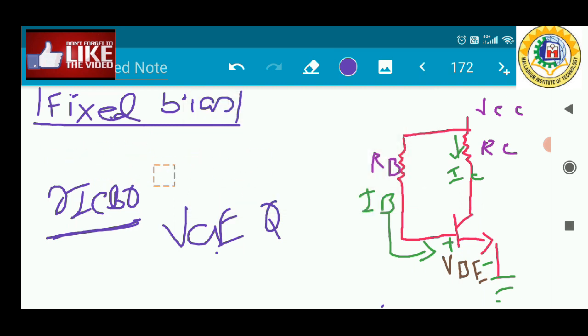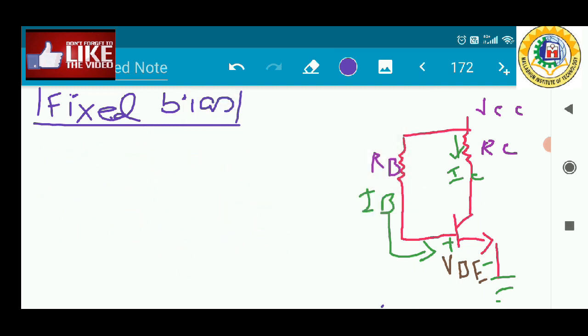For that purpose we have drawn a common emitter circuit. You can see in the circuit diagram that this is a simple common emitter circuit, and the name of the circuit is fixed bias. We have given the name fixed bias circuit because only one biasing voltage is used, not two biasing voltages.